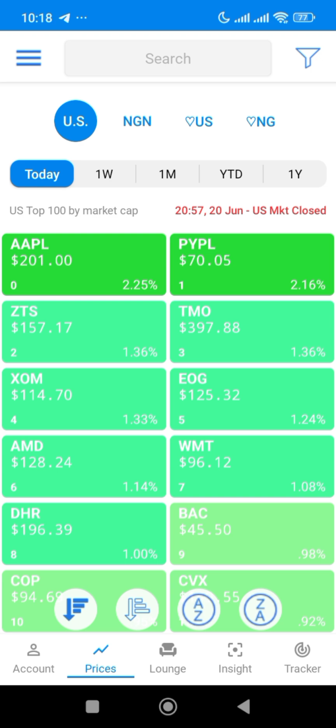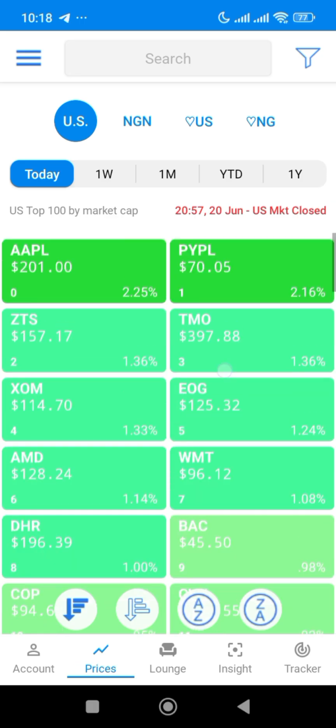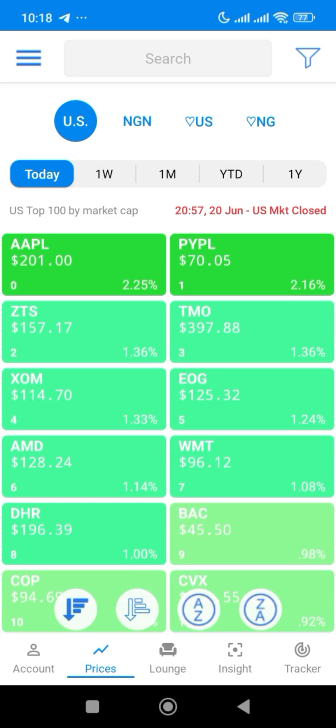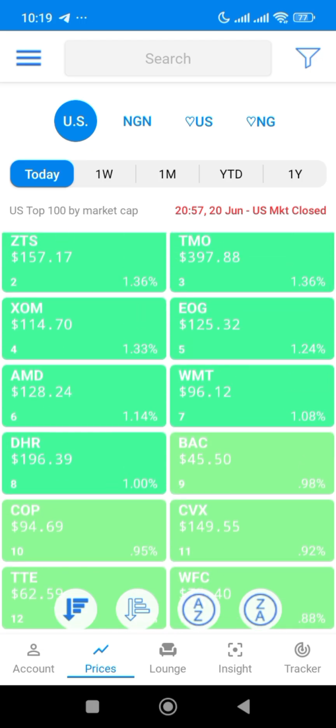Now, as I said earlier, you can start with the company you patronize. For people that use iPhone, for the US stock market, you can start with your iPhones, which is the Apple stock. Then you can also start with your bank stocks. Like me, I use Fidelity Bank. That is why you see me buying Fidelity stocks.